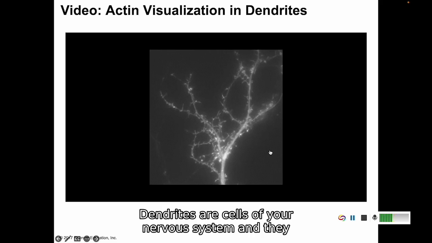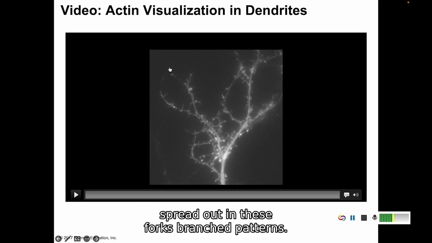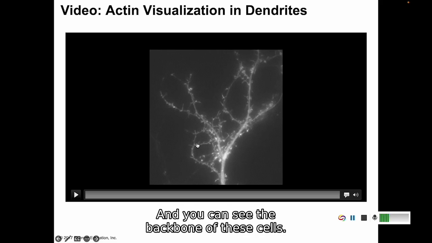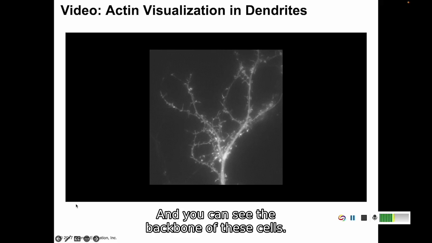This is going to be actin in dendrites. Dendrites are cells of your nervous system, and they spread out in these forked, branched patterns. And you can see this backbone of these cells.